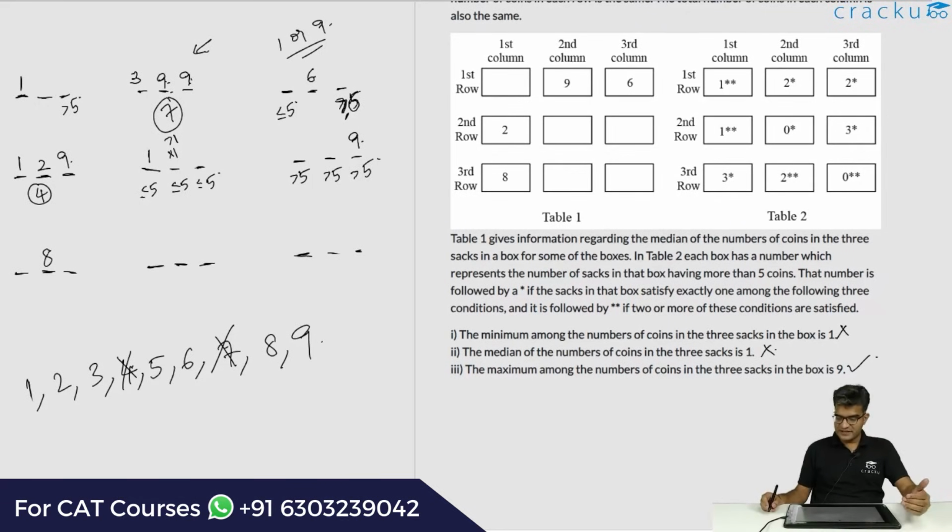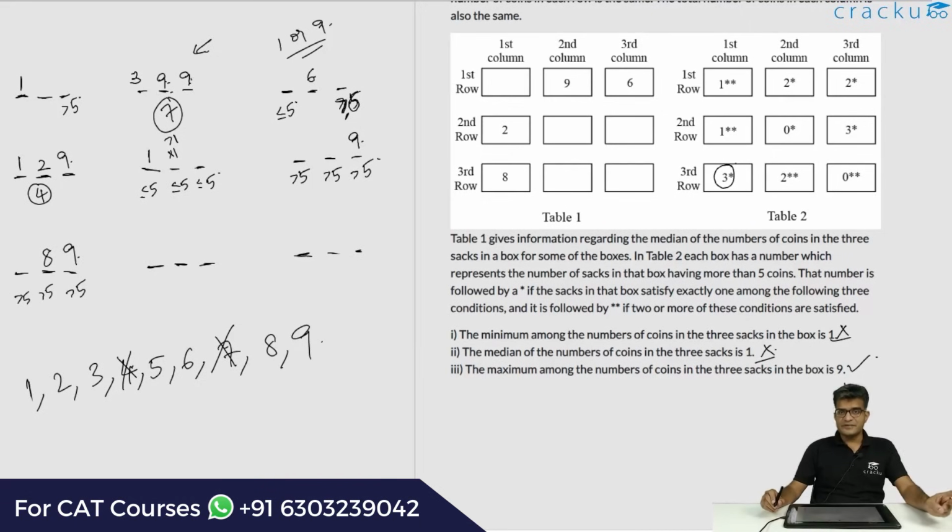Let us look at the next one. Here we are told that all the three are again greater than 5. So this is greater than 5, this is greater than 5 and this is greater than 5. Again, the first and the second one will not be true in this particular box. The third one will be true. So this is 9. 9 plus 8 will be equal to 17.